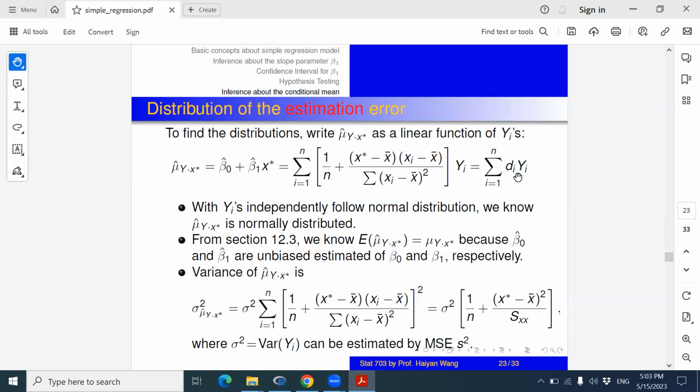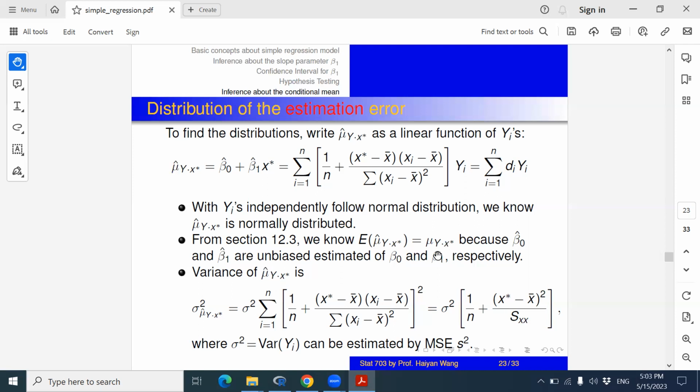And the y's are independent. Therefore, if they have a normal distribution, then this linear combination has a normal distribution. And the mean of that is simply the mean of beta 0 hat, beta 1 hat, which is beta 0, beta 1. And then we put that in there, and it will give us the mean of the mu hat.